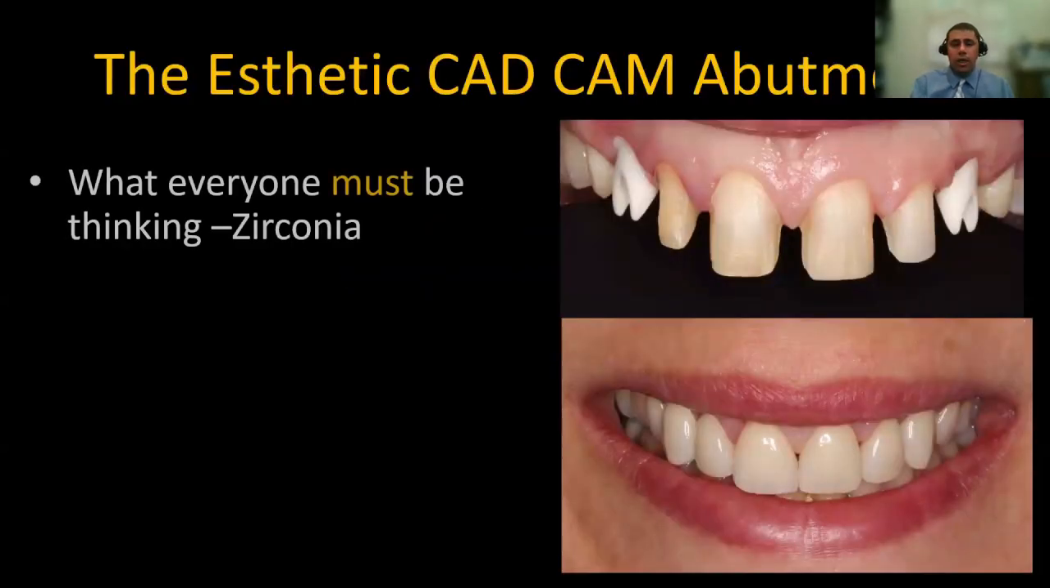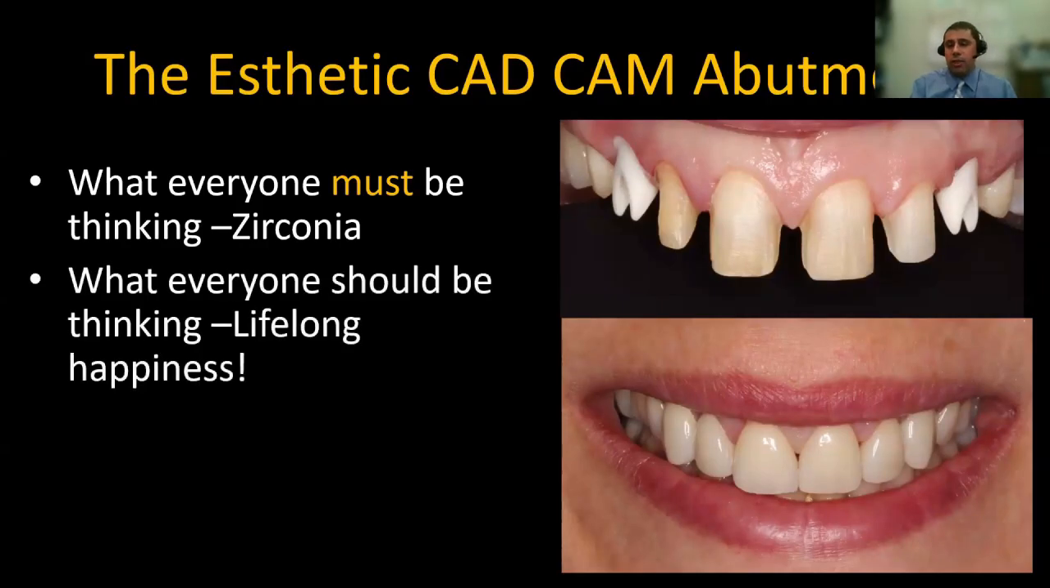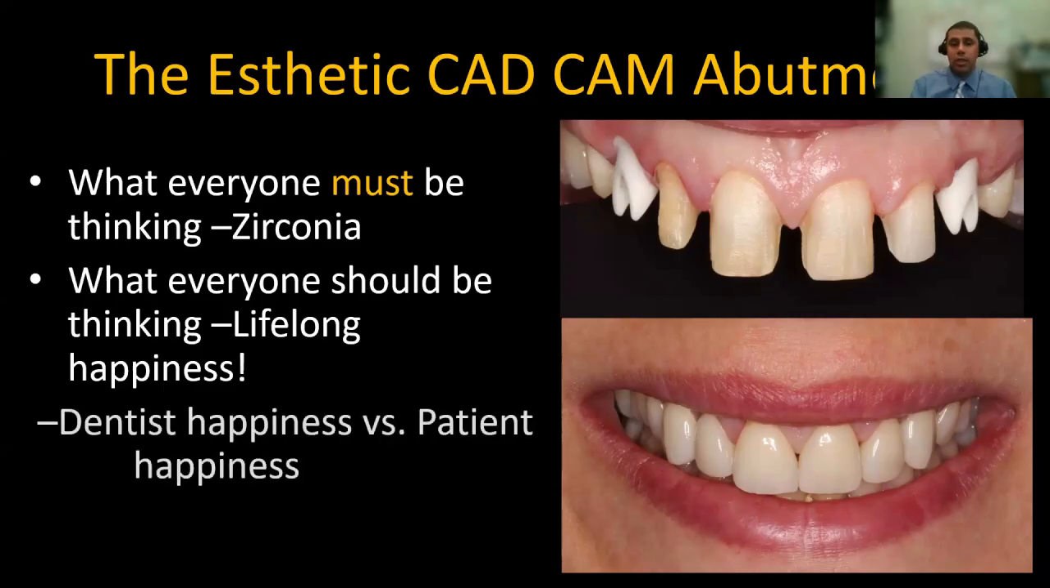When we start talking about the aesthetics of the abutment, sometimes we may just think about zirconia type of abutments. In reality, what we should be thinking of is what can achieve a very good aesthetic outcome for the patient, but at the same time maintain health, soft tissue stability, and functionality long term. So sometimes it's what makes the dentist happy versus patient happiness. And sometimes you'd like to walk that fine line.